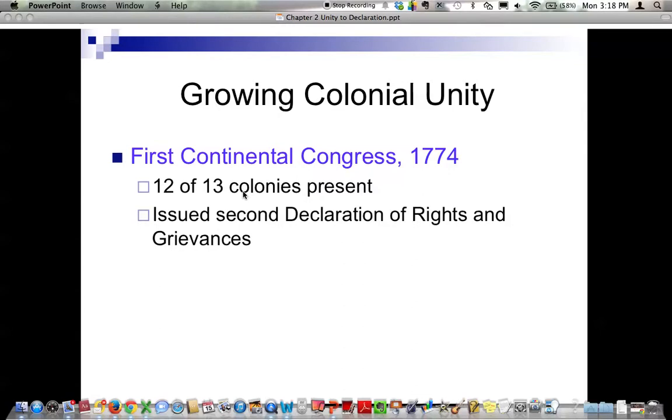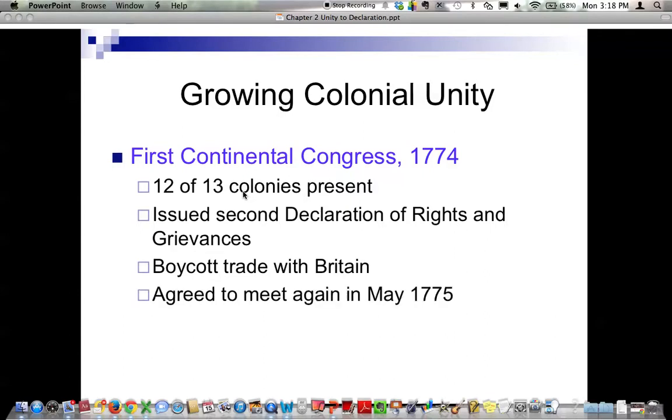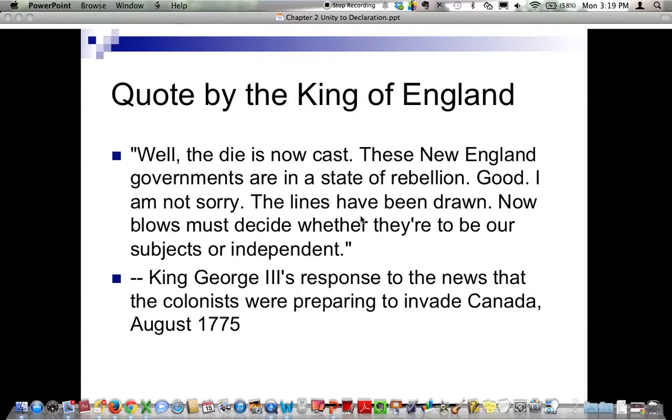They issued the Second Declaration of Rights and Grievances. They agreed to bind together and boycott trade with Britain. And when they left that meeting, after they sent this declaration, they said, we have got to meet again in May of 1775. And so they ended that First Continental Congress. The Parliament was angry, declared the colonies in rebellion.